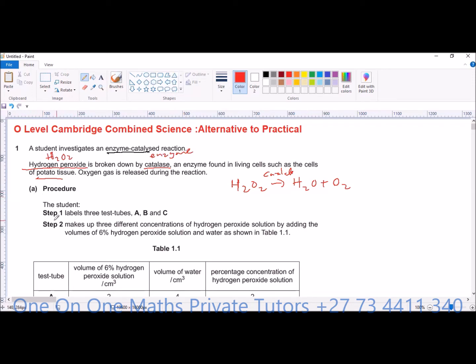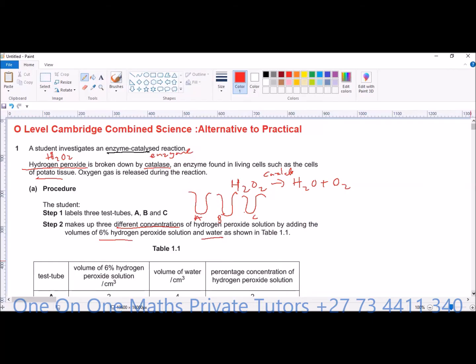Procedure: the student, step 1, labels 3 test tubes A, B, and C. So you have 3 test tubes. Label them A, B, and C. Okay. Make up 3 different concentrations of hydrogen peroxide solution by adding the volumes of 6% hydrogen peroxide and water as shown in table 1.1.